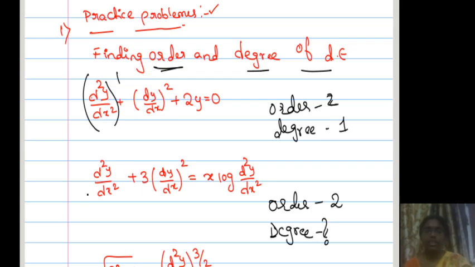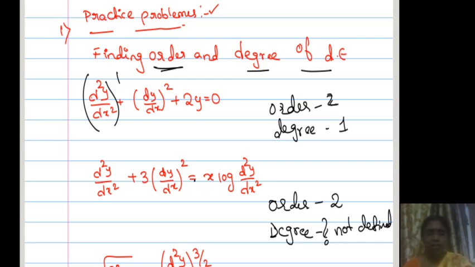What about degree? Think about degree. I will give 1 minute time. Think. Is degree possible? Is it there? Yes? What's your answer? Yeah, very good. Not defined. Why is it not defined?